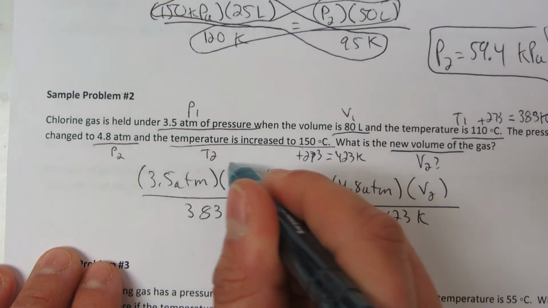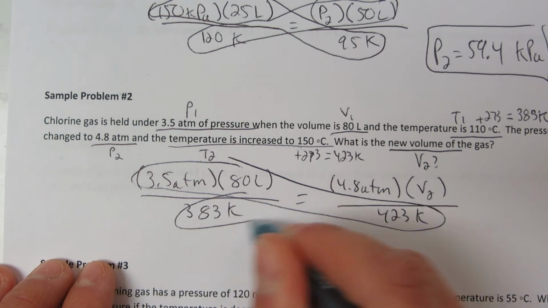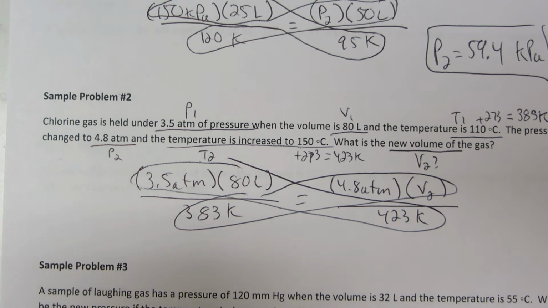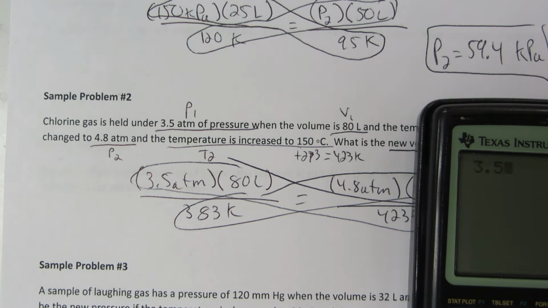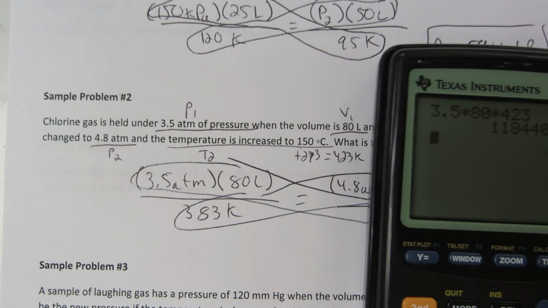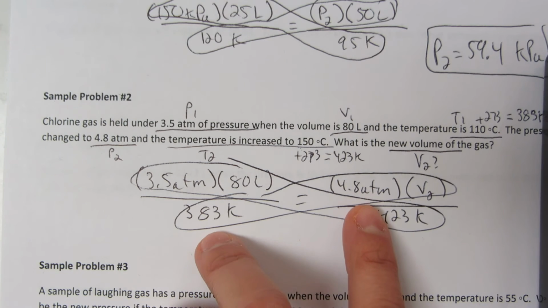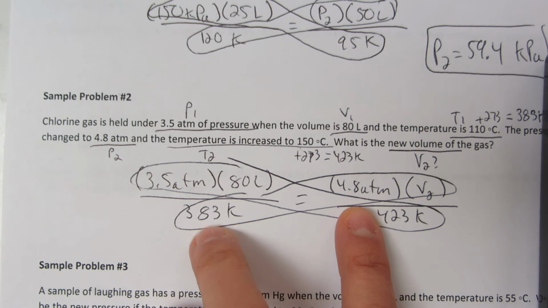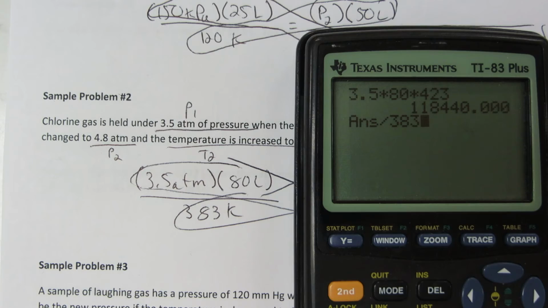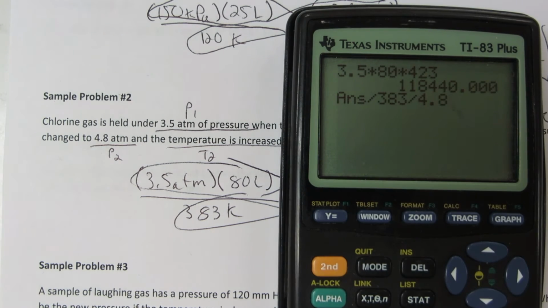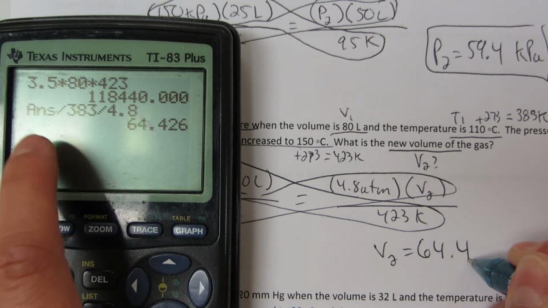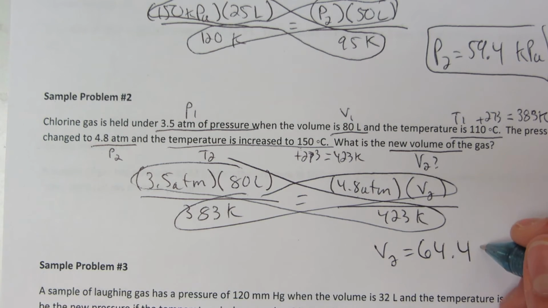So just like the previous problem, we're going to outline our cross multiplying here. Again, we're looking for the set of numbers that does not have the variable. So these three numbers, we're going to multiply those. 3.5 times 80 times 423, and then press enter. Now the other set of numbers, the 383 and the 4.8, that's with our unknown V2, we're going to divide this big number we got by those two numbers. So divide by 383, divide by 4.8, enter. So your new volume is 64.4. For the unit, V1 was liters, so V2 will also be liters.